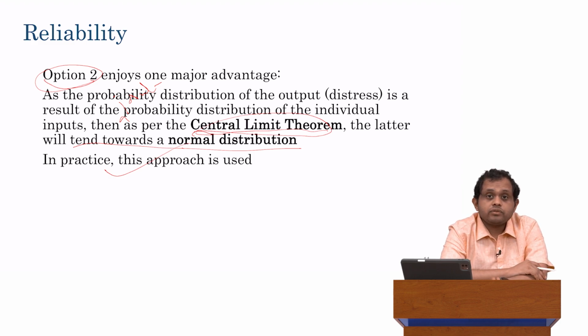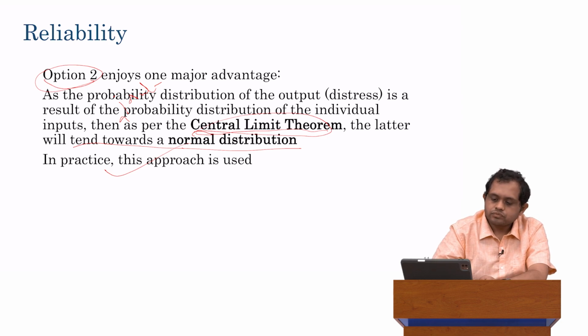We still have to collect a lot of data for option 2. I'll talk about how we can actually construct option 2 and how we can implement it into practice. But the advantage that option 2 gives us is that the uncertainty in the distresses is almost always going to be a normal distribution. And we are very good at dealing with normal distributions.